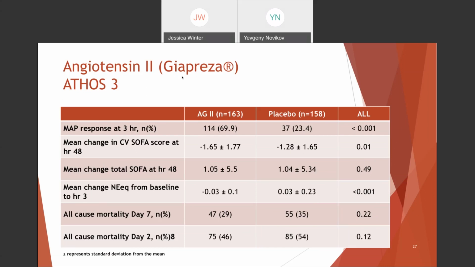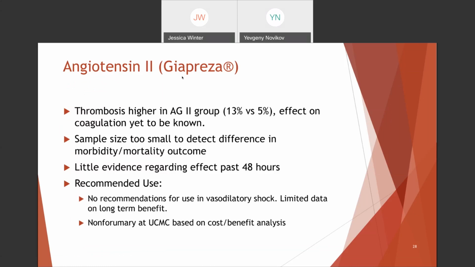So what this drug really showed us based on this trial was that it can decrease norepinephrine equivalence and it can increase your MAP compared to open label. So because there's no strong data and the sample size was probably too small to detect a difference in morbidity mortality outcomes, we have not adopted it as part of formulary at UCMC. There's little evidence about what it does to patients after 48 hours. So there's just not enough evidence right now to prove its worth. And a lot of institutions either have not adopted it or have adopted it for use in only specific patient populations. You should see an effect within 3 hours to 48 hours. If it doesn't work after that, it should be discontinued.